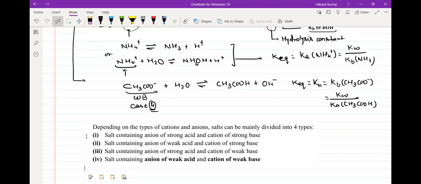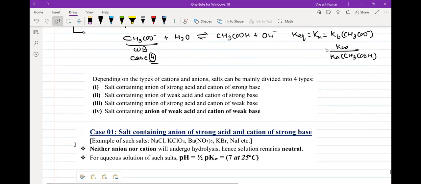The simplest case is the first case, in which the anion from a strong acid is useless and the cation from a strong base is also useless. So they are not undergoing hydrolysis. If they are not undergoing hydrolysis, then what will the pH be? Half pKw, which is 7 at 25 degrees. Simple. That's why case 1 is very simple; there is not much to do. This is the first case. Neither anion nor cation will undergo hydrolysis, and that's why the solution will remain neutral with pH equals half pKw, and that will be 7 only at 25 degrees.